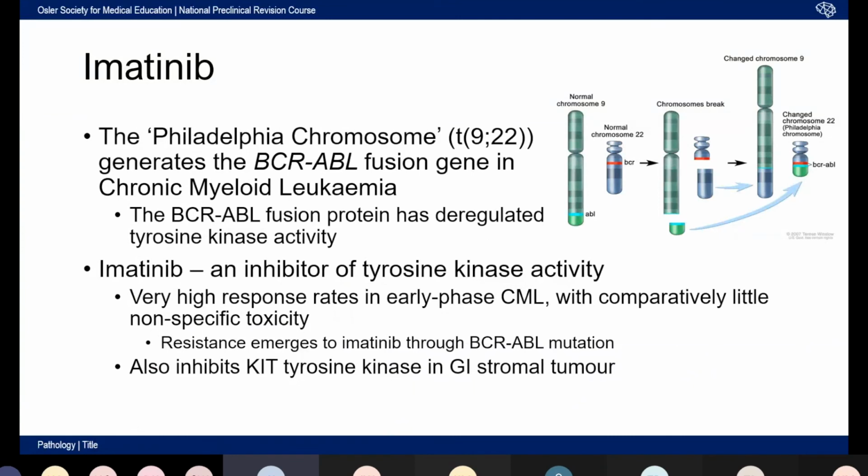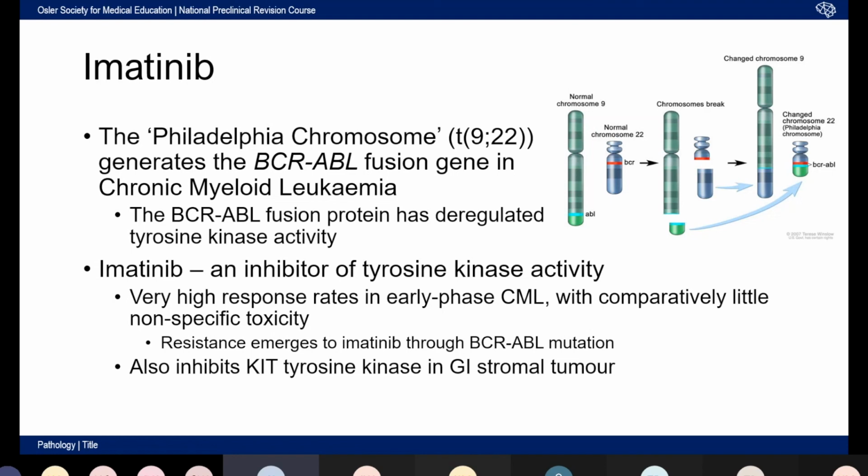Imatinib is a molecularly targeted therapy, so it inhibits tyrosine kinase activity, and it's a drug that's really good for chronic myeloid leukemia. This is because in chronic myeloid leukemia, there's a characteristic fusion protein, BCR-ABL, which is generated by the Philadelphia chromosome. That's a translocation that's characteristic of CML. And this BCR-ABL fusion protein is a mutated tyrosine kinase that has deregulated tyrosine kinase activity that leads to a dysregulated cell cycle. And so inhibiting this mutated tyrosine kinase can stop the abnormal action and treat the cancer.